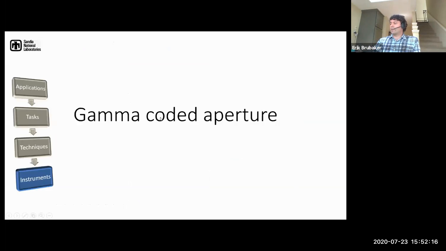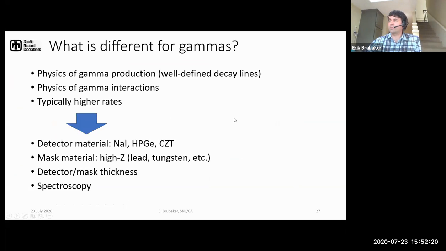Okay, so I want to quickly talk about gamma-coded aperture here. The idea is just to say what's different if we're talking about gammas rather than neutrons. Well, you have different gamma ray production physics. You have different gamma interactions, the way the gammas interact with the mask and the detector. And typically, when we're talking about plutonium, for example, you have higher rates of gamma emissions than neutrons.